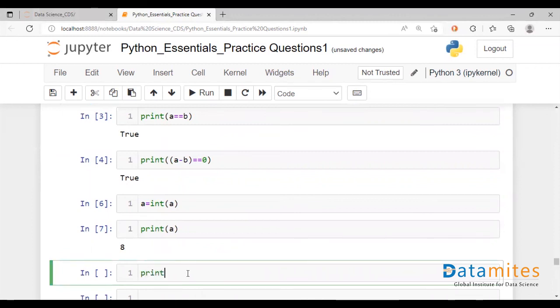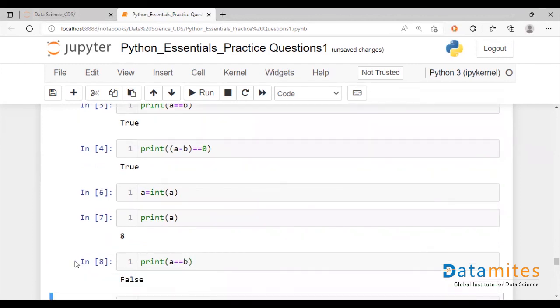We can now test whether A is still equal to B. Now we're getting 8.4 and 8 as two values, so the output will be false.